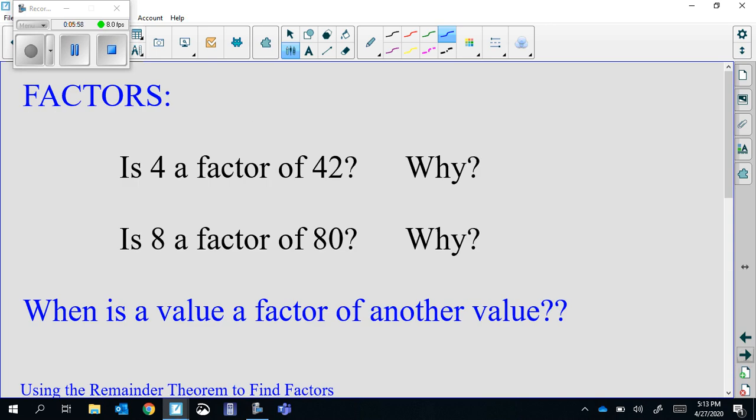All right, so let's talk about factors, and we'll tie it back to that very first thing we said. Is 4 a factor of 42? You should know the answer is no. Factors means it divides evenly with no remainder. So why is it not a factor? There's a remainder.